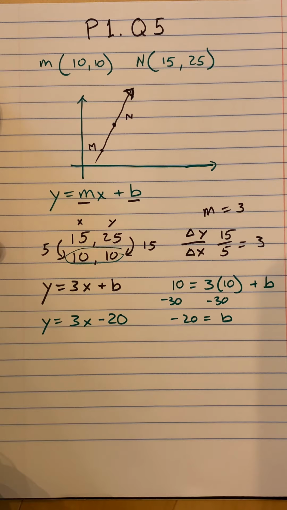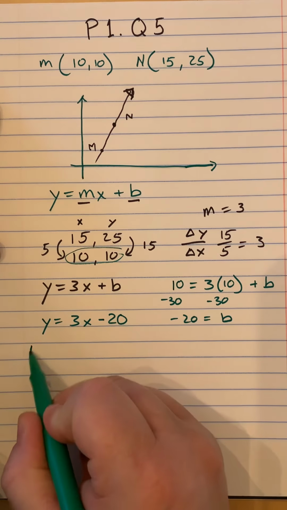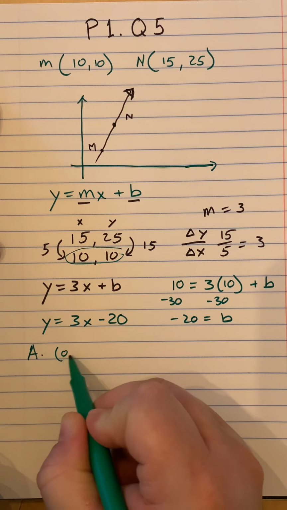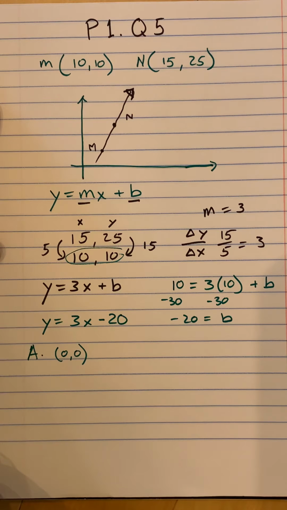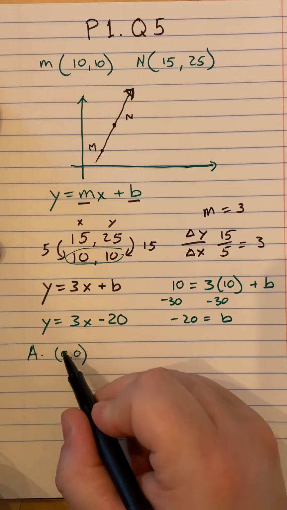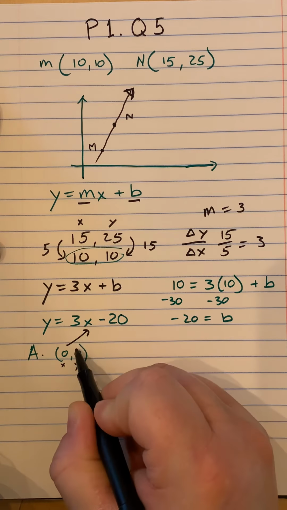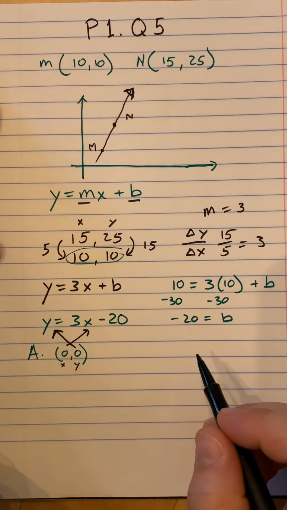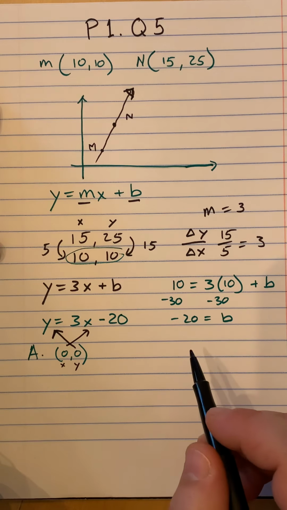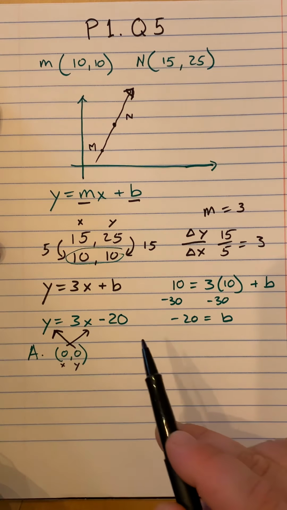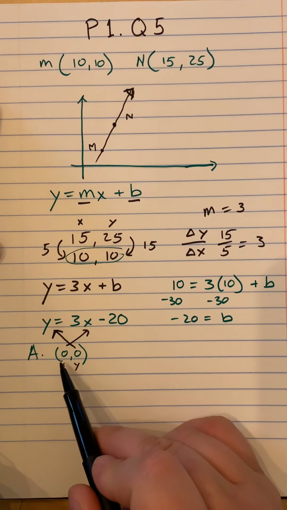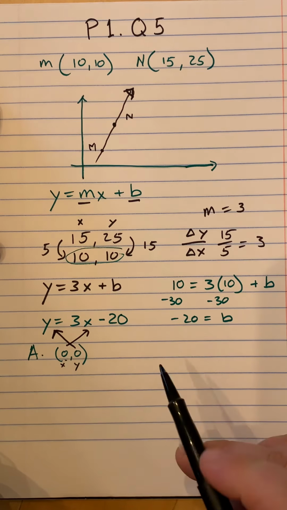I'm just going to do the first one for you. The first one, A, is the point (0, 0). Remember, this is x and this is y. I'm going to substitute 0 in for x and 0 in for y. After I'm done solving this, both sides should equal each other if this point is on that line.